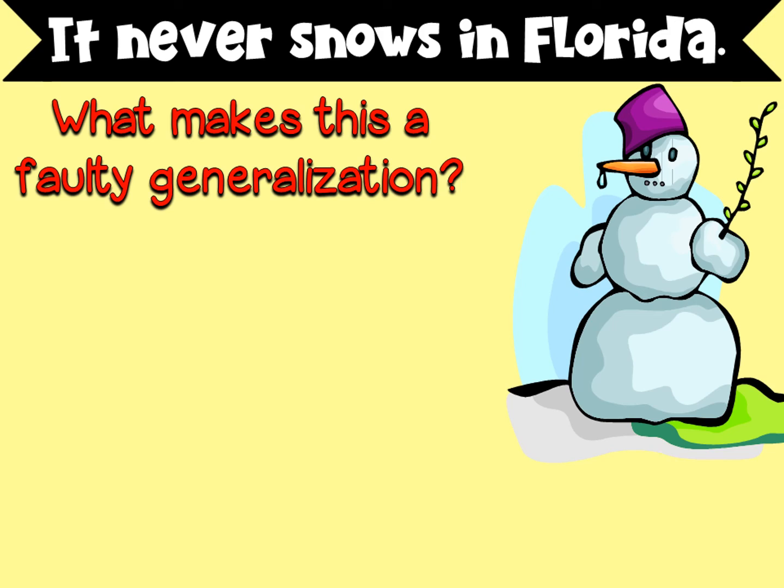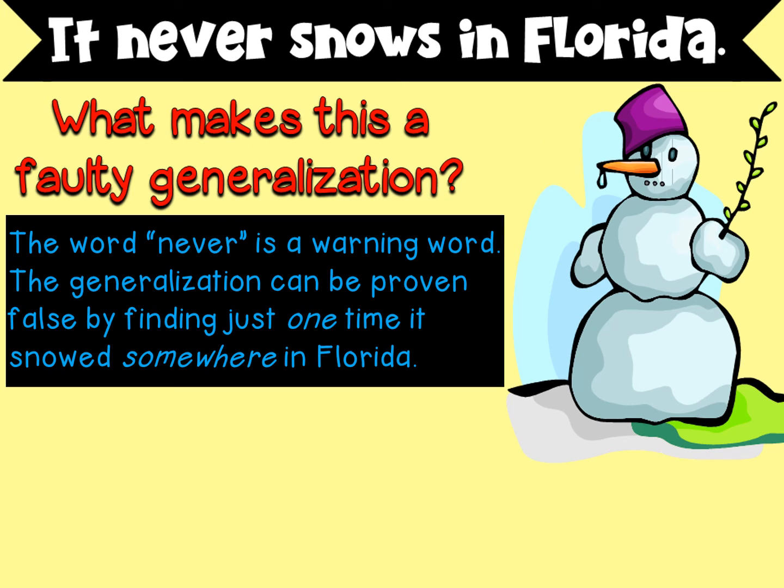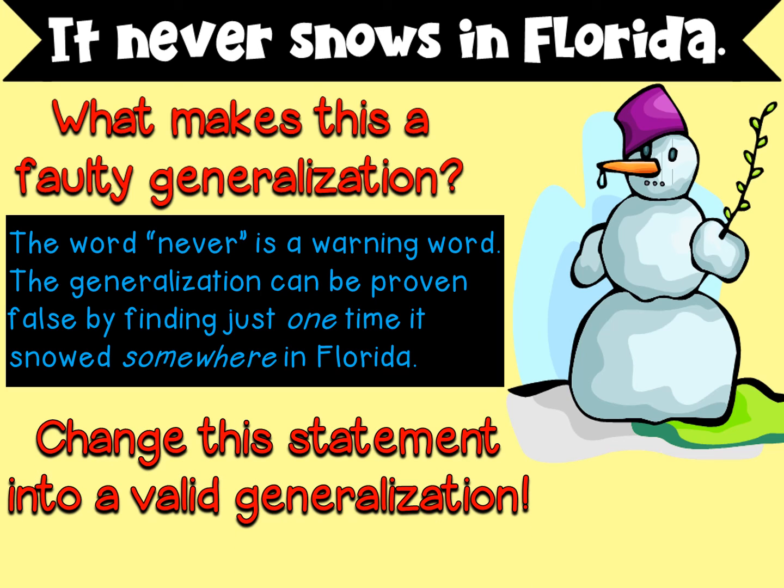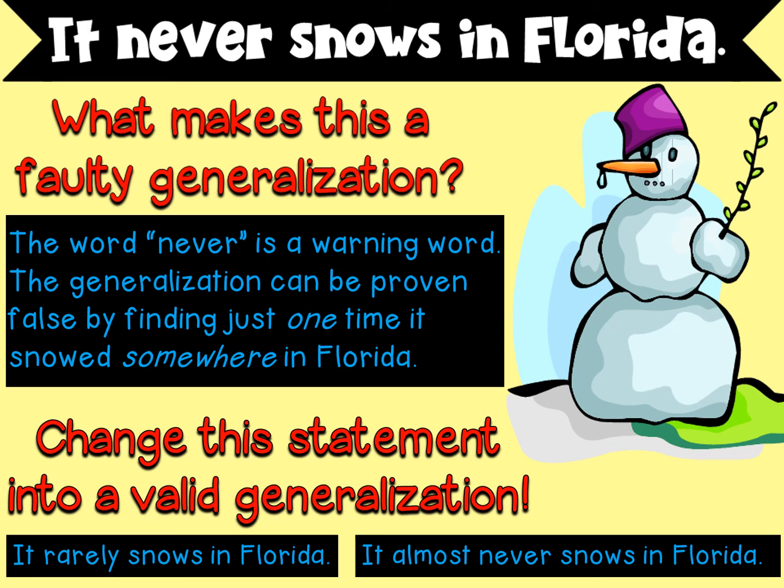It never snows in Florida. What makes this a faulty generalization? That's right. The word never is a warning word. The generalization can be proven false by finding just one time it snowed somewhere in Florida. Change this statement into a valid generalization. How? It rarely snows in Florida. It almost never snows in Florida. So that's how your statement should be written.